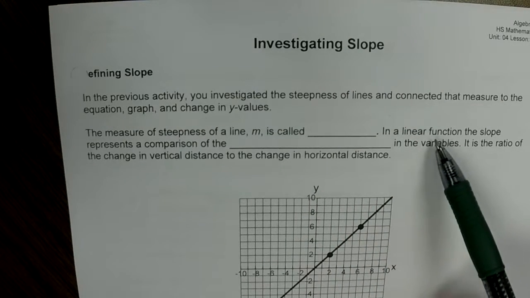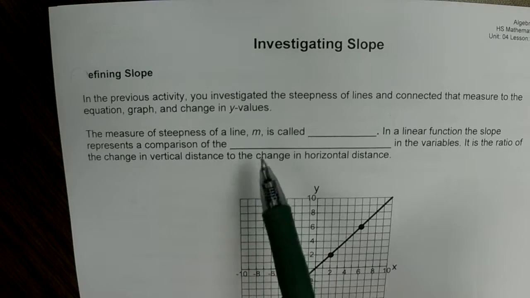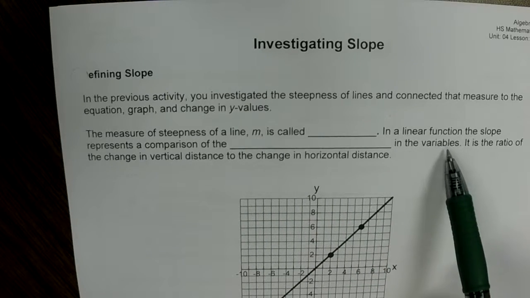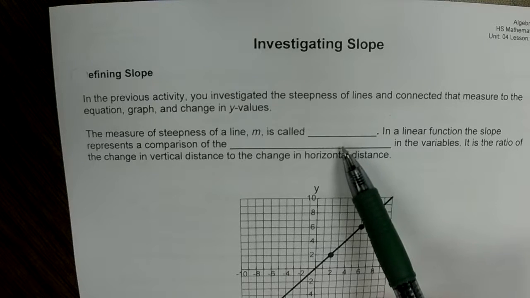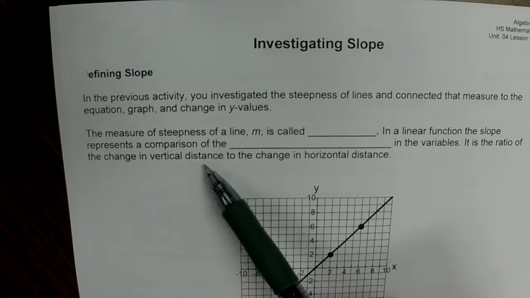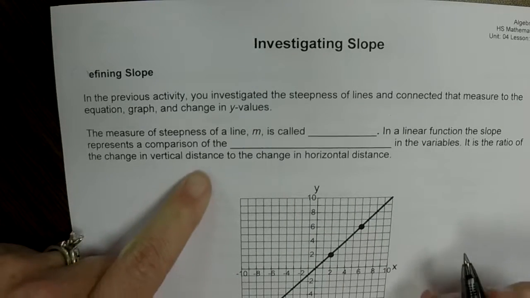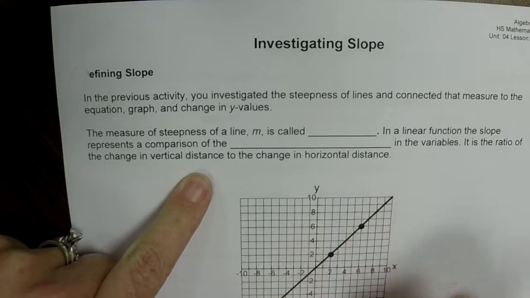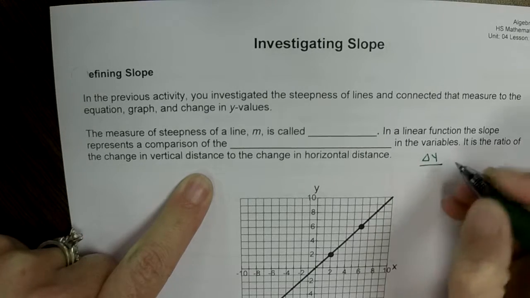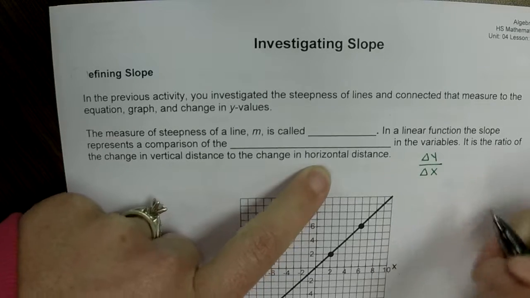Then it says, in a linear function, the slope represents a comparison of, and it's what we talked about on the first page, the rate of change in the variables. So you've got slope and rate of change. It's the ratio of the change in the vertical distance to the change in horizontal distance, which we said we could rewrite. The vertical distance on a graph is y. So we said delta y over the change in horizontal distance, which is delta x.